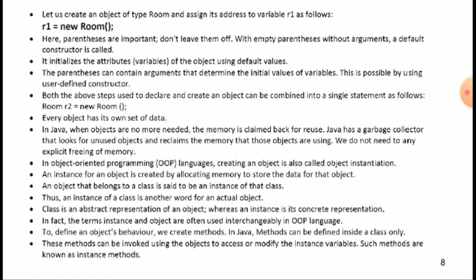It initializes the attributes, that means the variables of the object, using default values. The parentheses can contain arguments that determine the initial values of variables. This is possible by using a user-defined constructor. Both the above steps, used to declare and create an object, can be combined into a single statement as follows: Room r2 = new Room(). Every object has its own set of data.